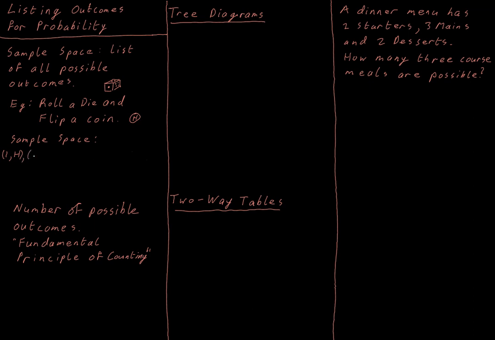Or another thing that could happen is we could get a 2 on the die, and we could still get a head on the coin. Or we could get a 3 on the die and a head on the coin. And we can do all of the situations where we get a head on the coin. In this way, we can see we're doing this very systematically, so we don't miss anything.